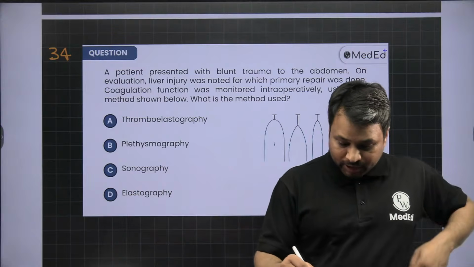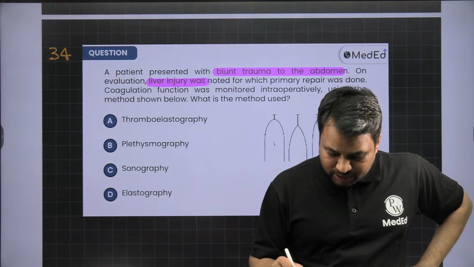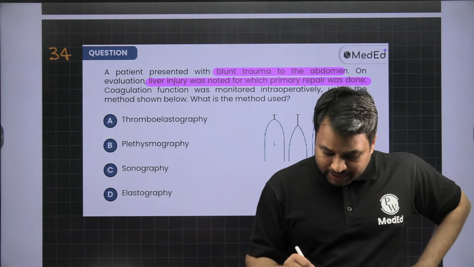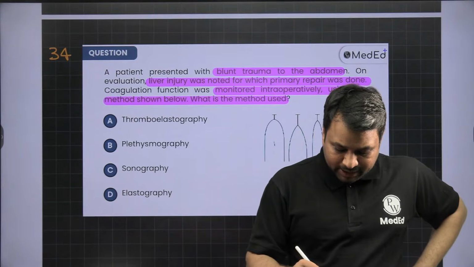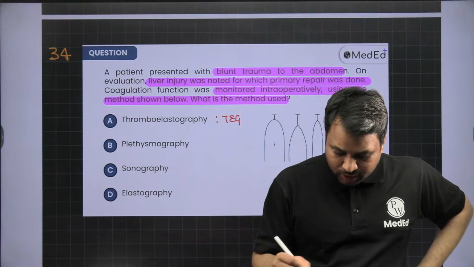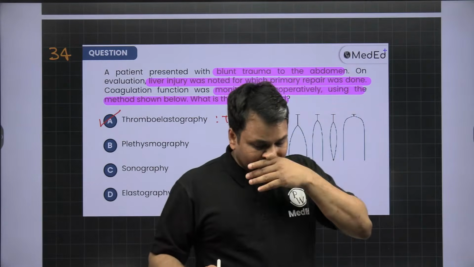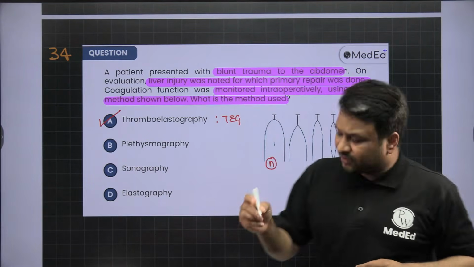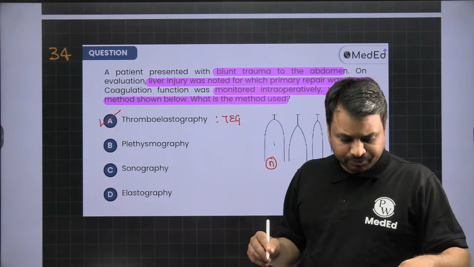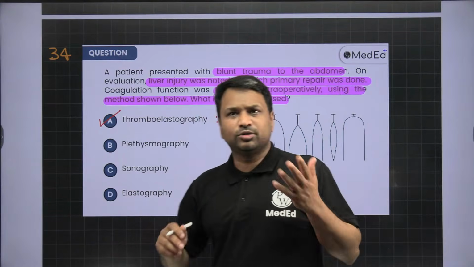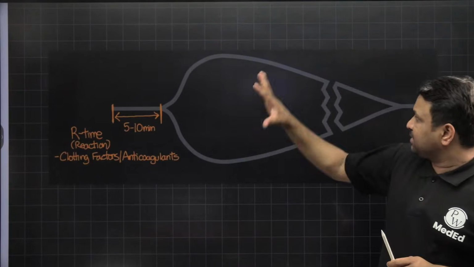Question 34, a very, very important question. A patient presented with blunt trauma to the abdomen. On evaluating, liver injury was noticed. The primary repair was done. Coagulation function was monitored intraoperatively using this method. What is this method? This is what we call TEG. TEG stands for thromboelastography. Very, very important. Now, this is the normal TEG. If you see this curve, this is the normal TEG. How do you evaluate? I think a lot of people would have spoken about TEG already. In thromboelastography, there are three things that you're going to measure. Number one, this is how the graph is going to look.